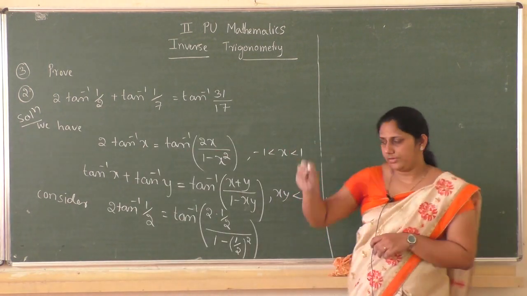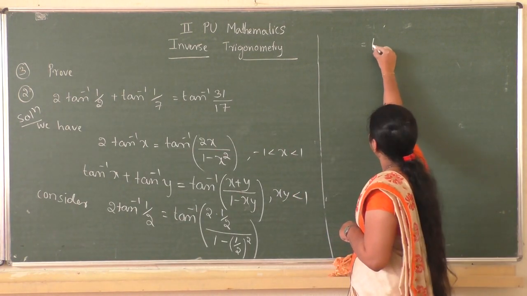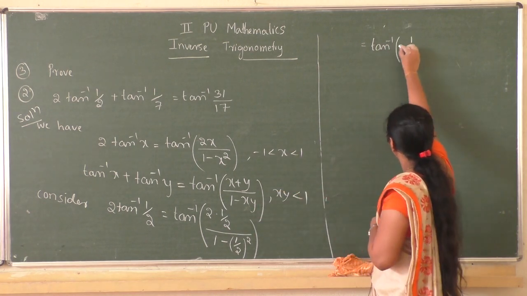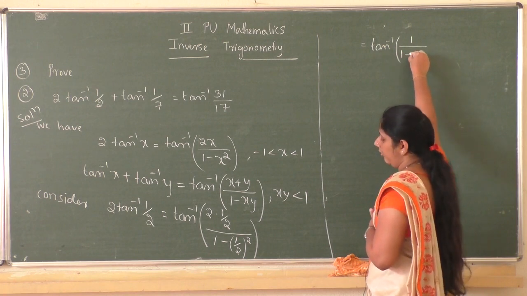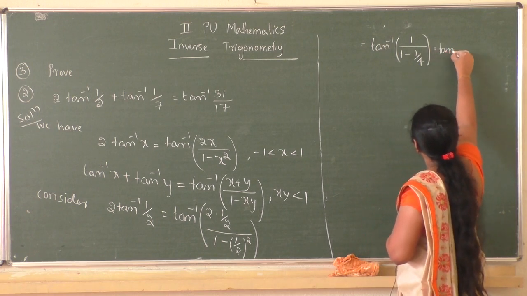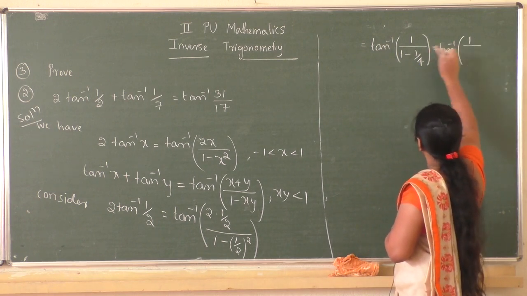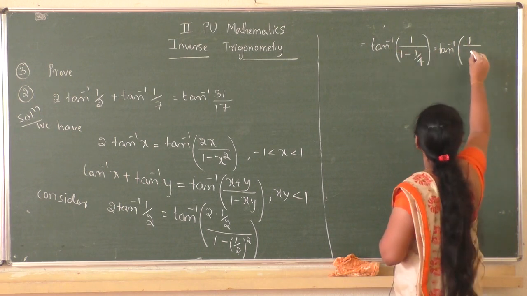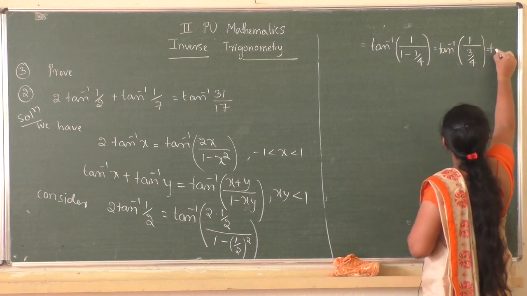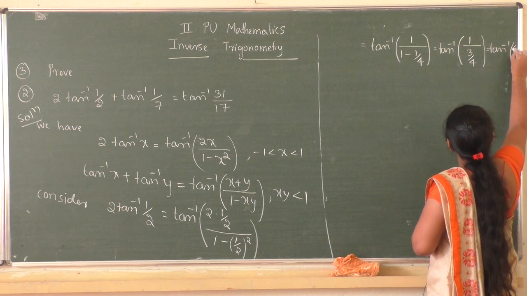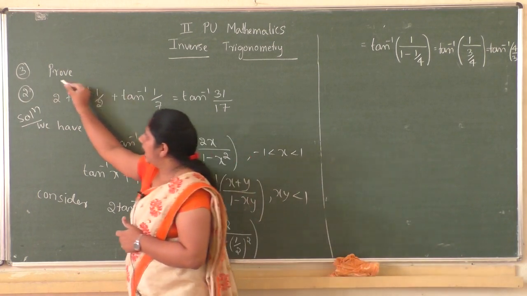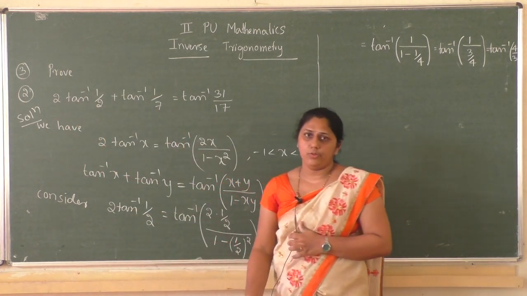On simplifying, we get tan inverse of 2 by 2, that is 1, divided by 1 minus 1 by 2 whole square, which is 1 by 4. This is the same as tan inverse of 1 by what is 1 minus 1 by 4? It is 3 by 4. So 1 by 3 by 4 means it is tan inverse of 4 by 3. So we got 2 tan inverse half as tan inverse of 4 by 3.